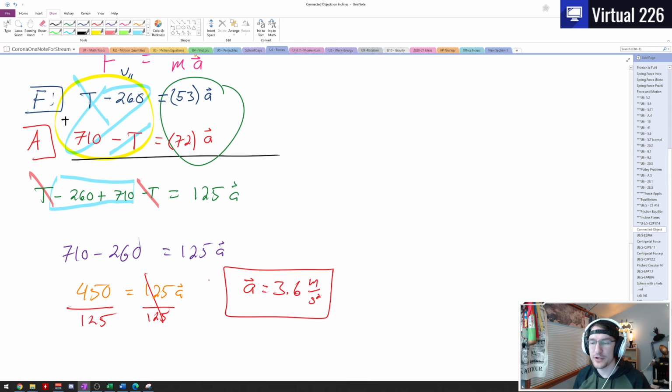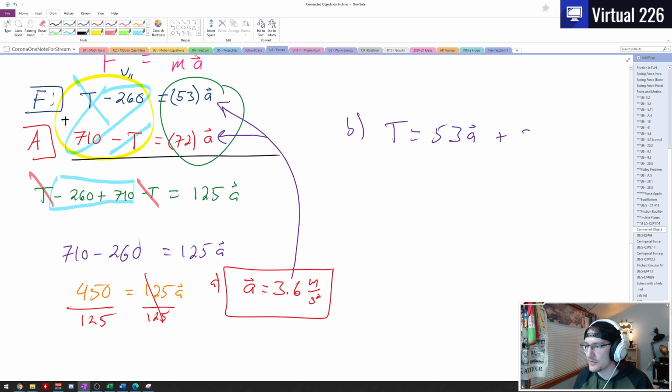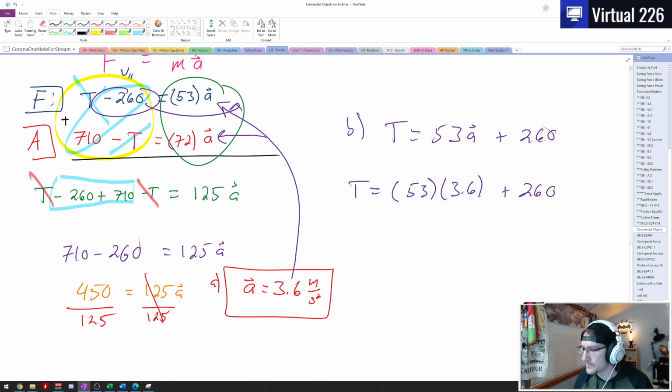If we want to find the tension for part B, all we have to do is take this acceleration and put it back into one of these two equations and solve it out. It doesn't really matter which one. Both of them have multiple terms on the left for the forces. If we use the top one, our tension will equal 53a plus 260. I just pulled the 260 over to the other side. And then we plug in the 3.6 for the acceleration.